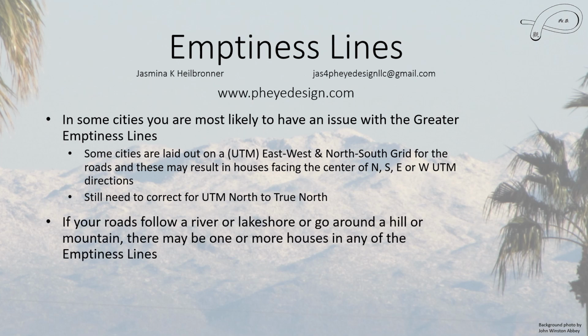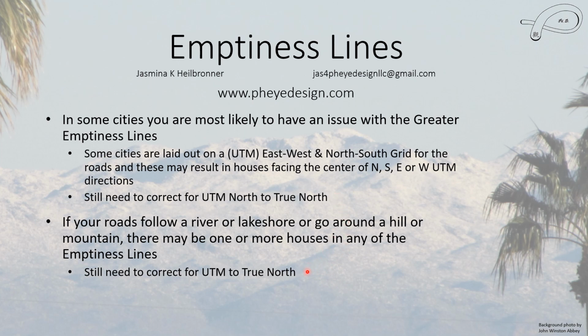So if your roads happen to follow a river or a lake shore, this can also be a problem because that means that part of the curve of the road, there will be houses that are going to face either one of the cardinal directions or one of the ordinal directions, and even right at the center, or even the yin and yang, which are really easy to face because there's so many of them. Now, in general, you still have to correct for UTM to true north. So this can help. And you really only have to worry about the third digit.